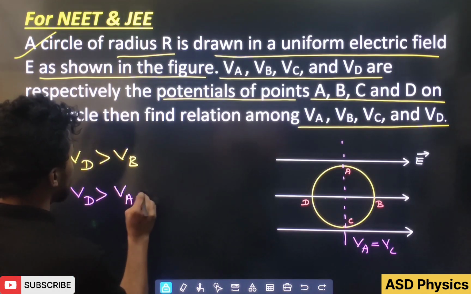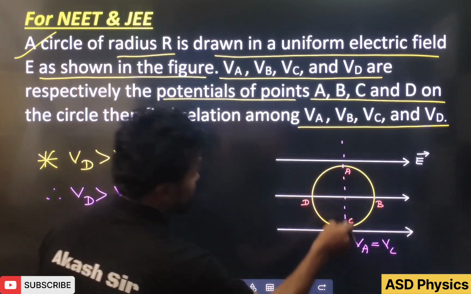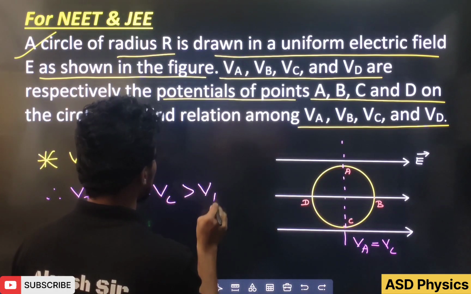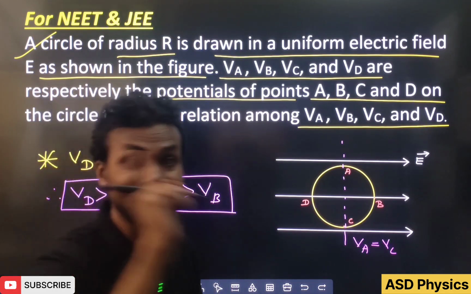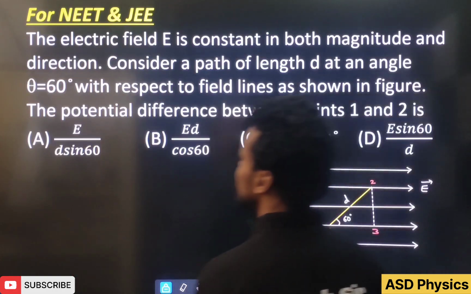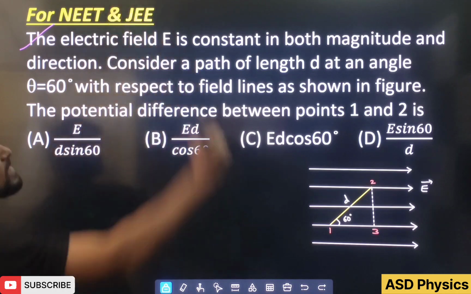After that, students, VA is equal to VC, and after that VB. The concept is what? In the direction of the electric field, potential will decrease. Okay, great. Second last, see. Very easy for NEET and JEE question.